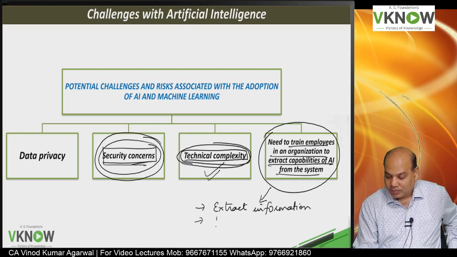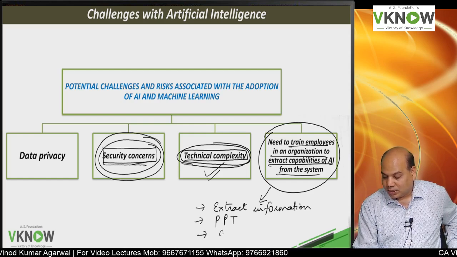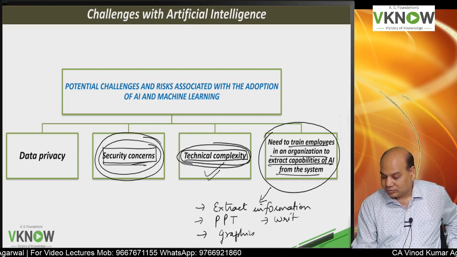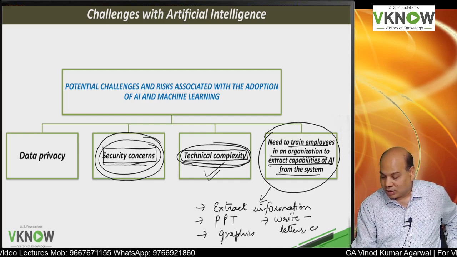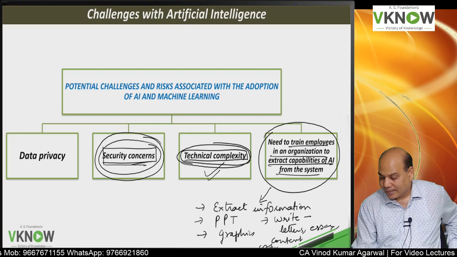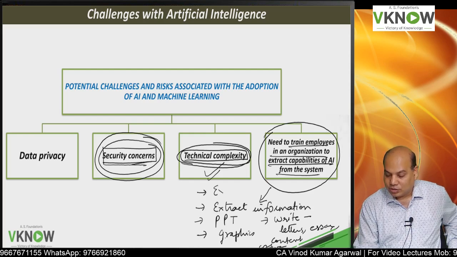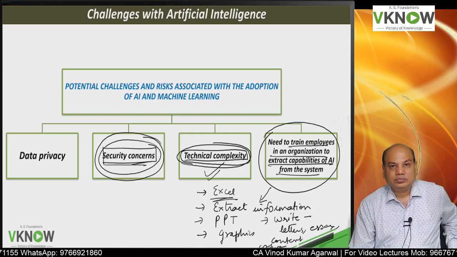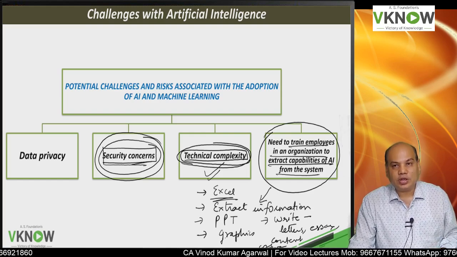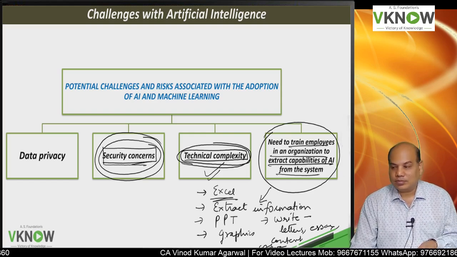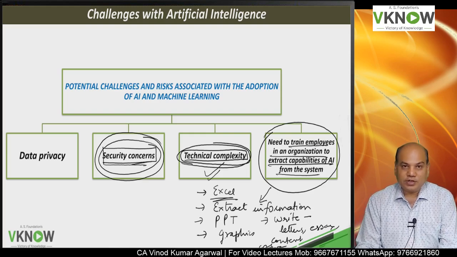Okay, they can prepare PowerPoints, they can prepare graphics, they can write whatever you want them to write. Actually, they can write letters, essays, contents, software. You can use them with the Excel sheet also, and this way you can do things more productively, in less time, more work, more efficiently, more accurately, and in less time. That is how you can use artificial intelligence.